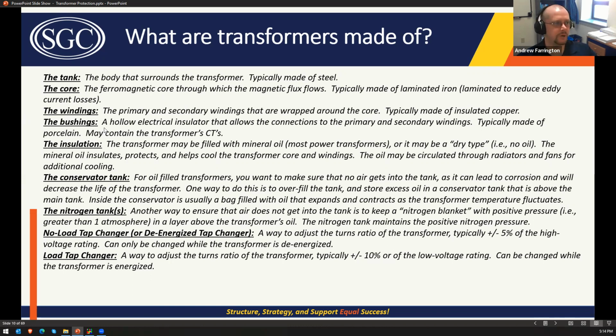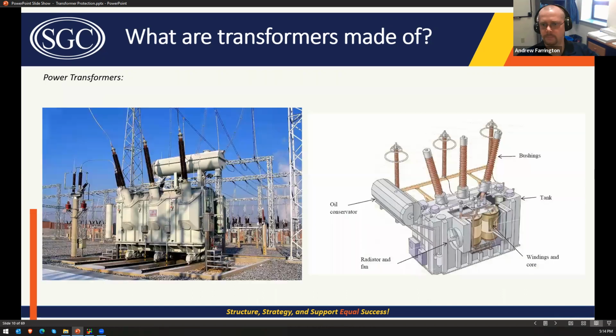The bushings are the hollow electrical insulator, and that allows you to basically tap to the top of the bushing, run a conductor through the middle of the bushing, and then connect to the windings on the transformer. So that's what these are, right? So this is your primary conductor, taps to the edge of the bushing. You have a conductor that goes down through the middle, and then that connects to the winding on the transformer. So this is a bushing.